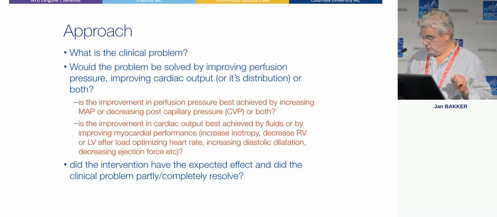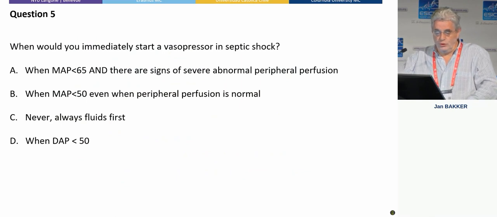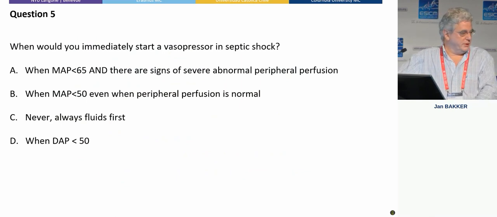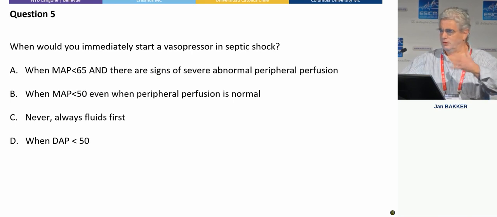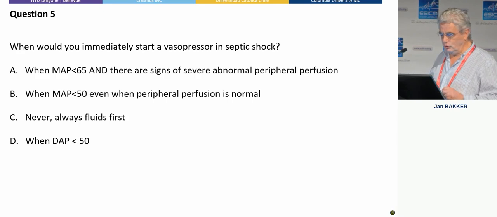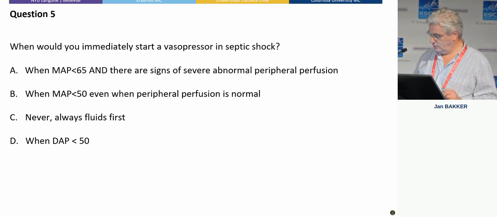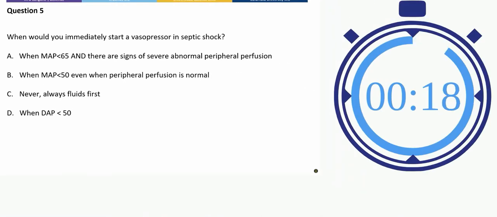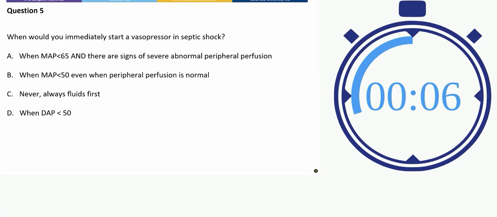So, next question. When would you immediately start a vasopressor in septic shock? So let's assume a patient in septic shock is wheeled into your ICU, hooked up to the monitor, and you get a blood pressure. Now, when would you immediately start a vasopressor? When the MAP is less than 65 and abnormal peripheral circulation, MAP less than 50, even in a warm patient. Never, always give fluid first, or when the diastolic is less than 50.